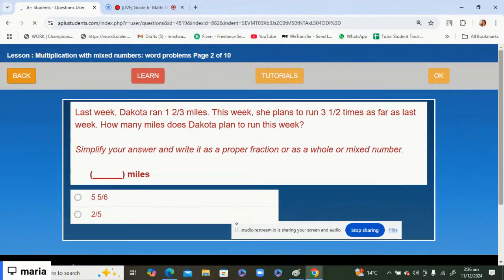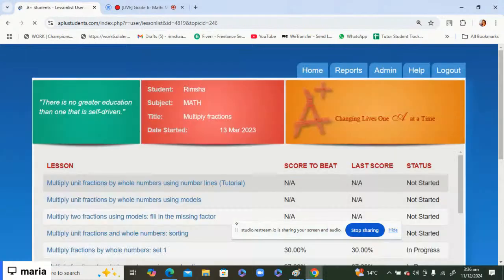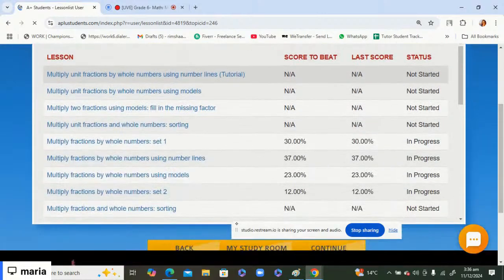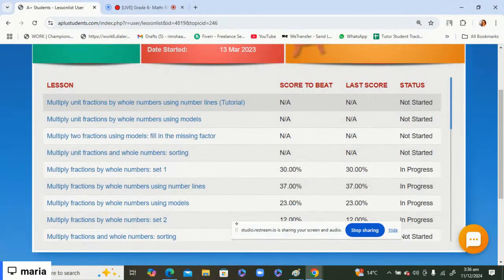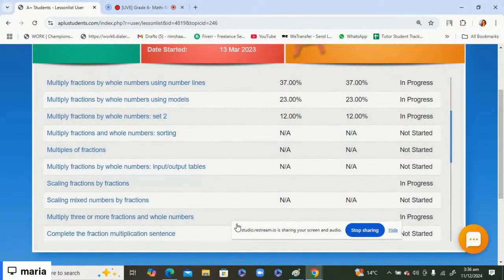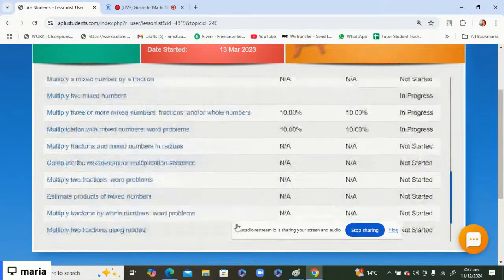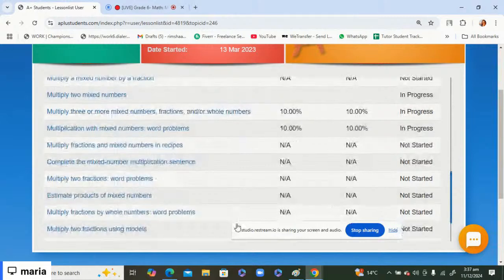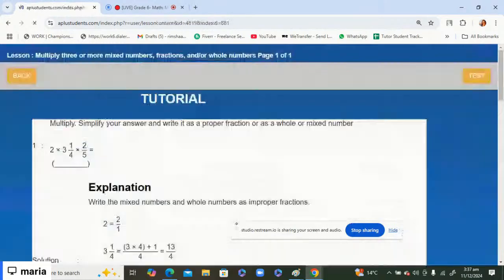This is the same thing that you did in the previous two lessons. Sorry, it's mixed fractions that you first convert into a proper or improper fraction, then multiply, and after multiplying you convert again into the mixed number. So here we have done the first three lessons. Now we are on the fourth one, that is the last one. Let's do it.